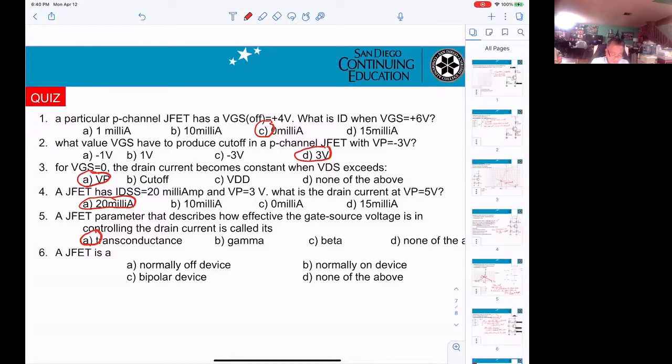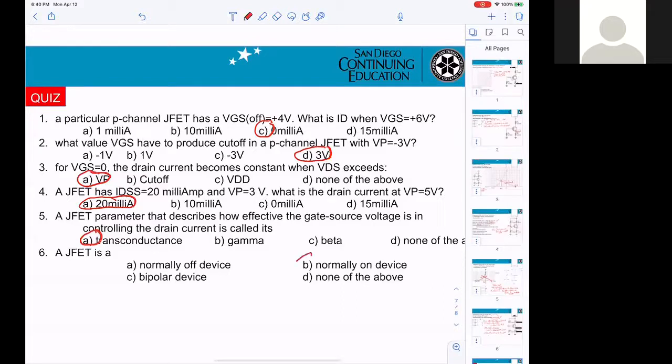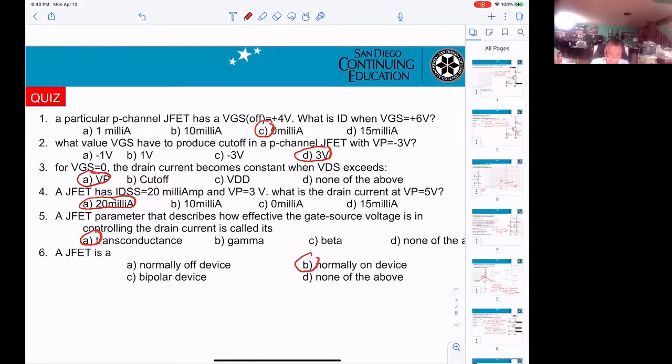So the last one, easy. JFET is what? Answer is B. Normally on. The thing is, when they're using self bias, VG equals 0, but it's still working. That's what they call normally on device. Bipolar will be off device. The thing is, bipolar without the base voltage, they're not working.